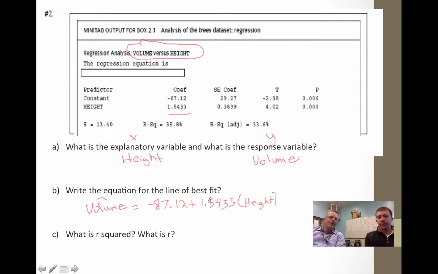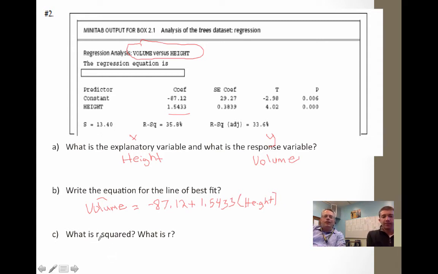Right. So what this would mean is for every 1 our height increases, it goes up by 1.54 for the volume. That's true. That's the rate of change. Very good. On average. You've got to say on average, or it'll take points off. Okay, what is r squared?